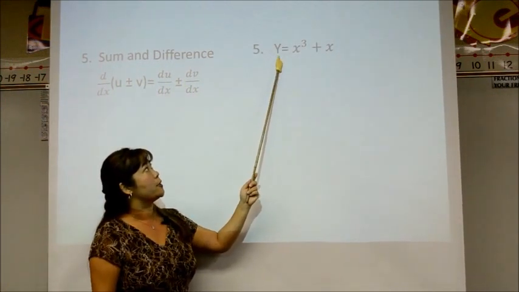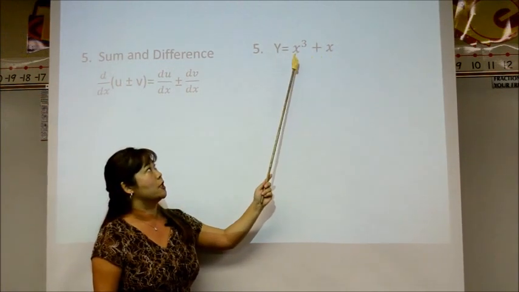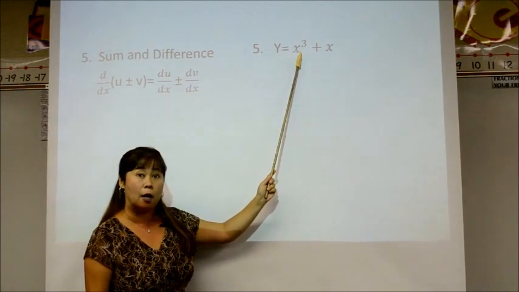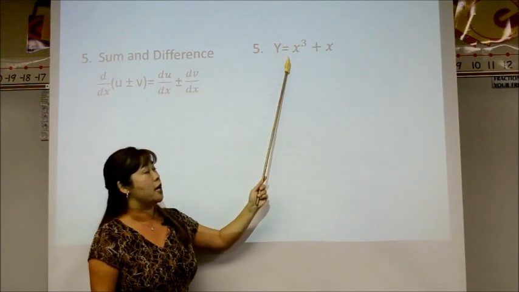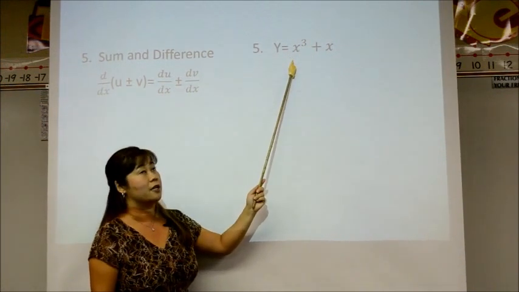So the example is y equals x to the third plus x. So again, we treat each one of these individually. So we're going to take the derivative of x to the third, which is that positive power rule. So we're going to bring the 3 down, and we subtract 1 on the exponent, right? So that's going to give us 3x squared.